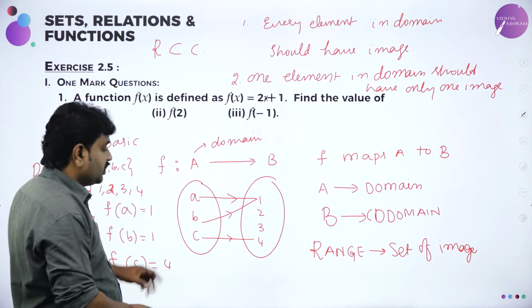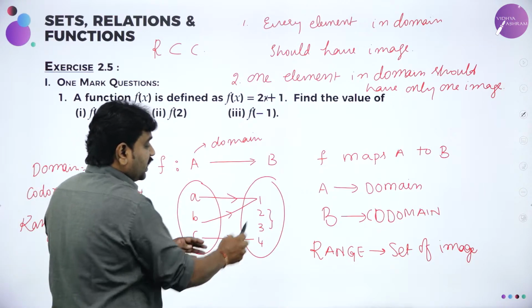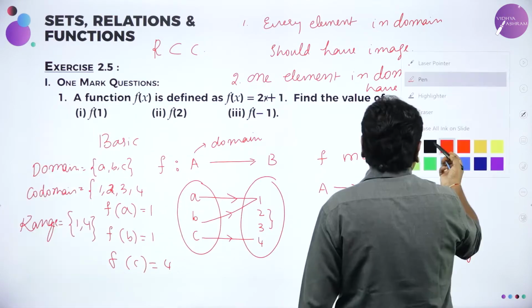Here, if any one element, see here, 2 elements are not acting as images, not an issue. This is a function. So I hope all of you understood this.